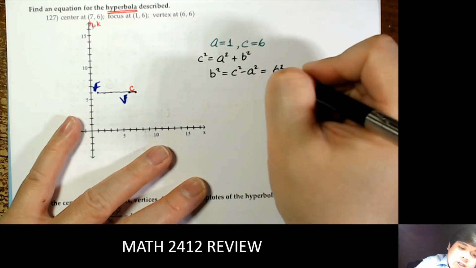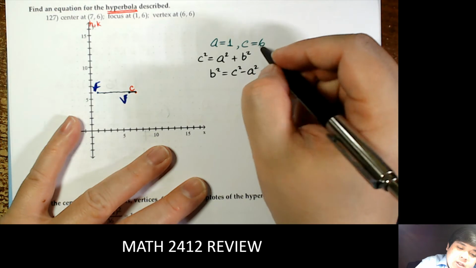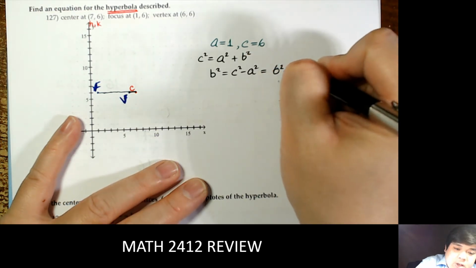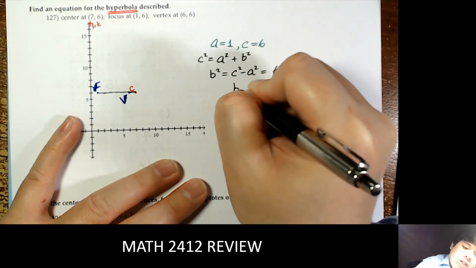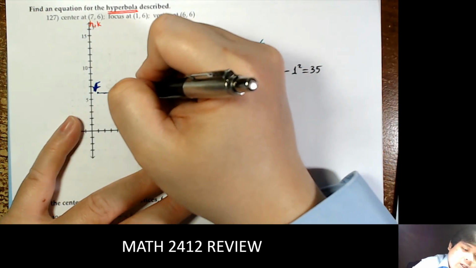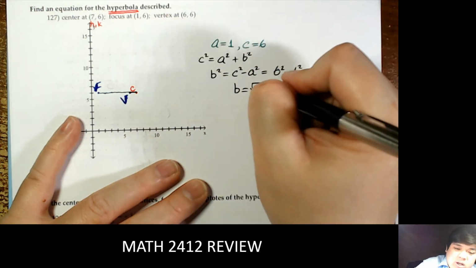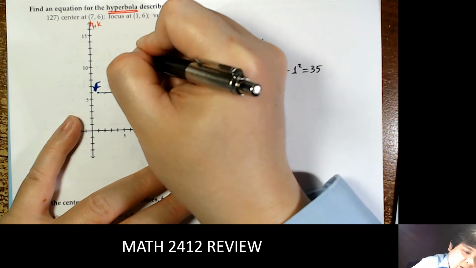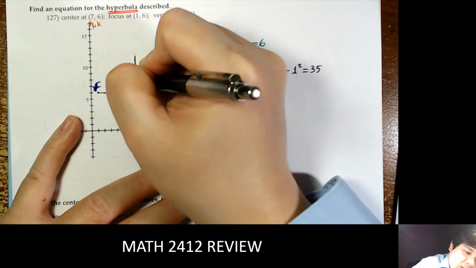minus a squared, so that's 35. So b is the square root of 35, and that is in the other direction, which is close to 6. 1, 2, 3, 4, 5. So that is the distance b.